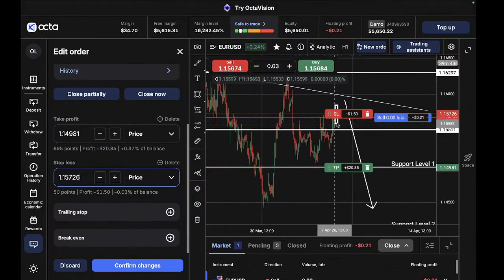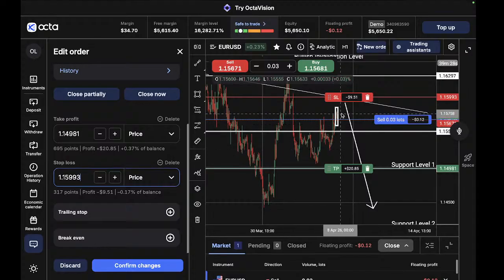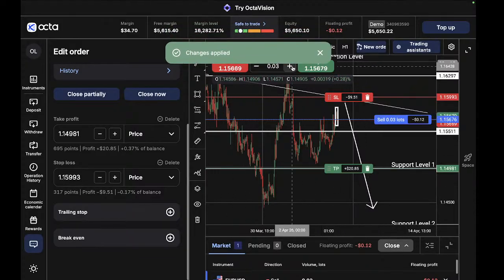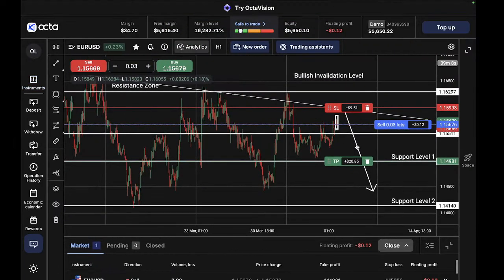I'm sorry, our stop loss rather. Let me put my stop loss just 15993. Okay, so yeah, if the trade goes in our favor, we keep $200. If it goes against us, we lose $9. So let's confirm changes. All right, so here we go.